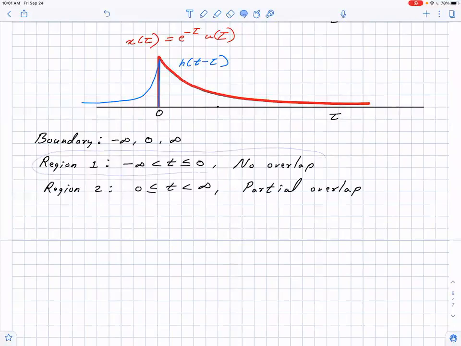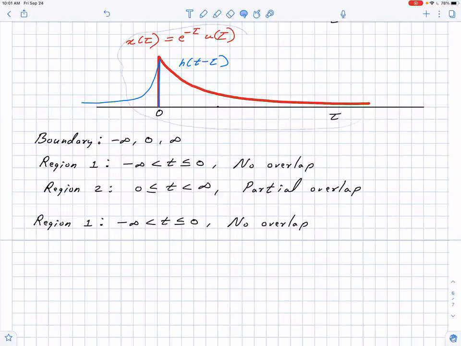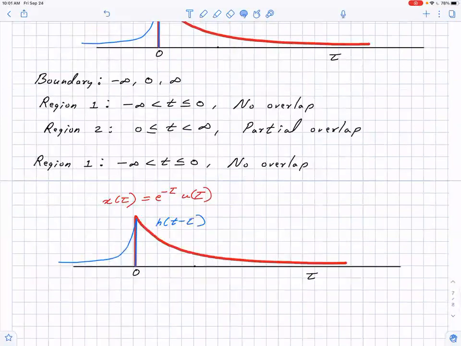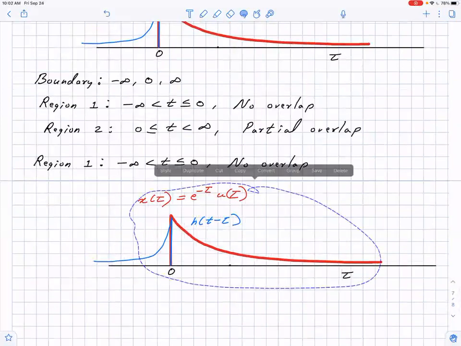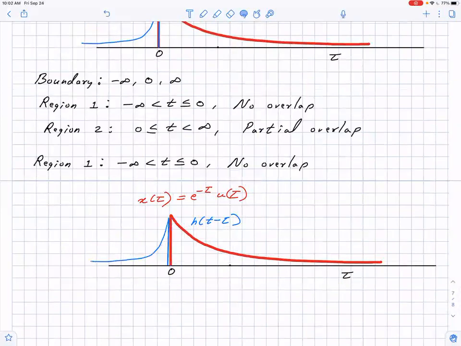So let's consider the first one. And let's draw a figure that would represent the first case. Okay, so we need to draw a graph for the t less than 0 case. Let's draw it like this.